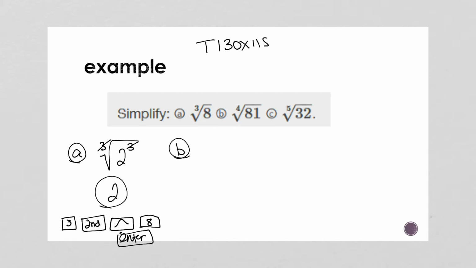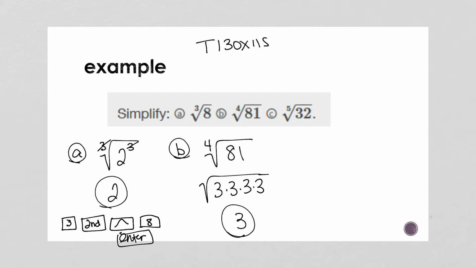So on B, we're taking the fourth root of 81. What number times itself 4 times would give you 81? Well, that would be, look, 3 times 3 times 3 times 3, right? 3 times 3 is 9, 9 times 3 is 27, 27 times 3 is 81. So this answer would be 3, okay? 3 to the fourth power is 81.